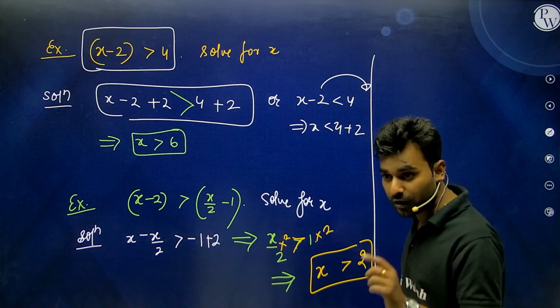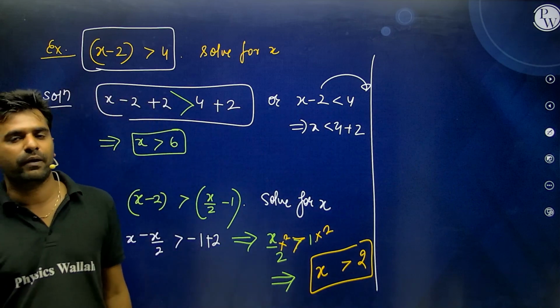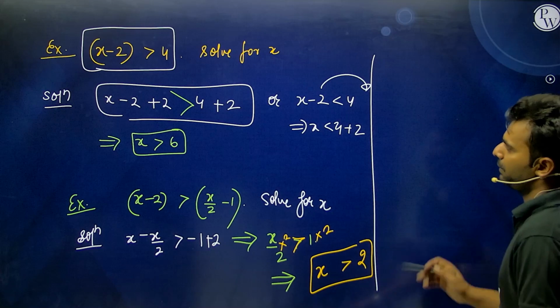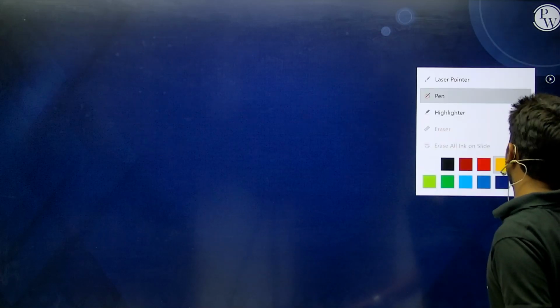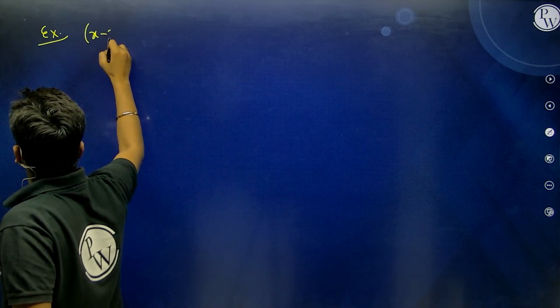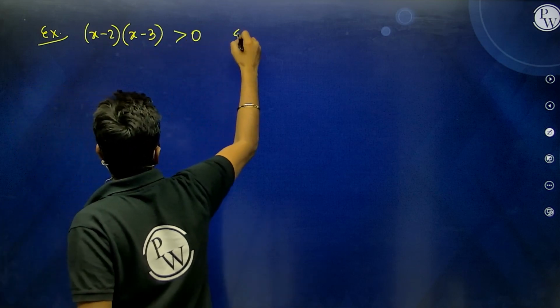So if you are sure that the number you are multiplying on both sides of the inequality is positive, then only multiply, otherwise do not multiply. I hope you guys are clear with this. Okay. Now, if let's say these kind of things are given to me, x minus 2 times x minus 3 is greater than 0, solve for x.